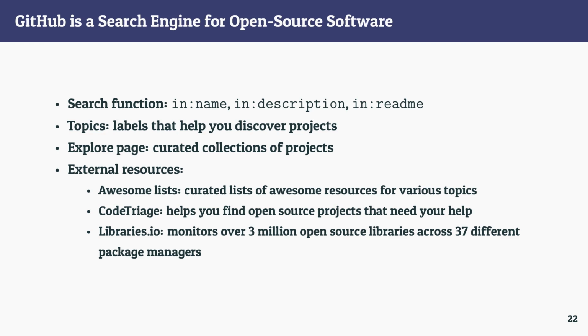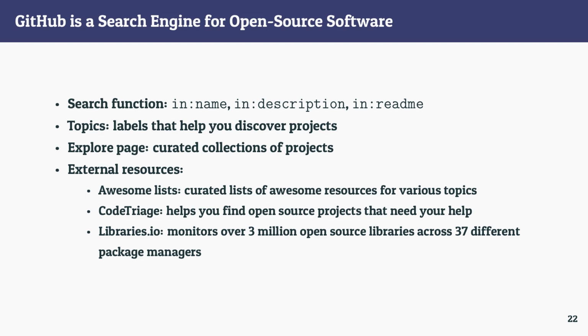Libraries.io is a website that monitors over 3 million open source libraries across 37 different package managers. You can search for libraries by name, description, license, dependencies, or contributors. You can also discover new or updated libraries by subscribing to feeds or newsletters.